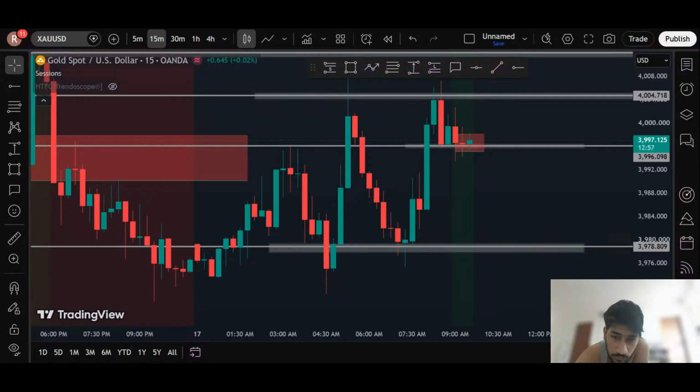Let me change the properties of this here. Yep, that's it. You only trade with support resistance? Yep, that's it. I have $100. Should I buy a funded account? Should I trade with my own $100? Trade with your own $100.